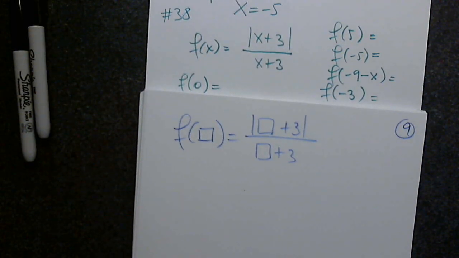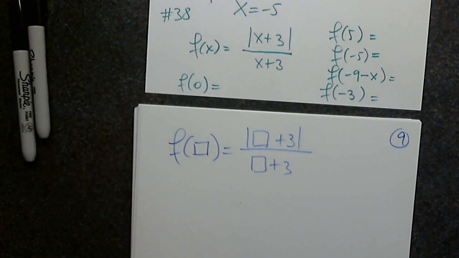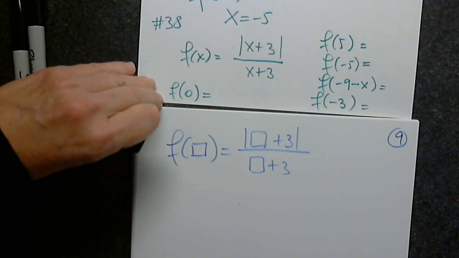The function says that when I apply it to whatever I want, I get a fraction with the absolute value at the top of whatever I want again, plus 3, and in the denominator, the same thing plus 3. This is what the function is telling me. Now this is basically a piece of cake. Once I understand that pattern, the rest is just nothing, really.